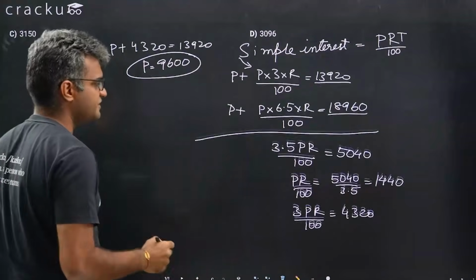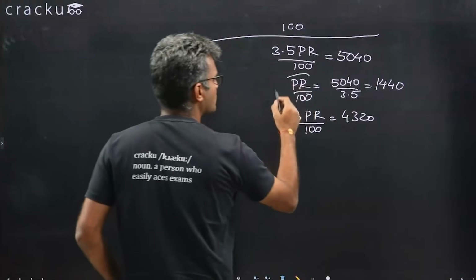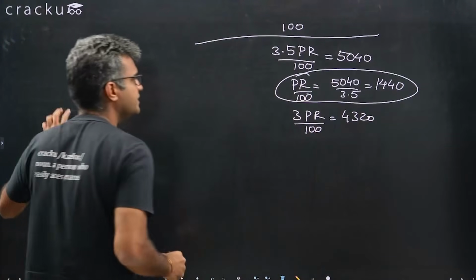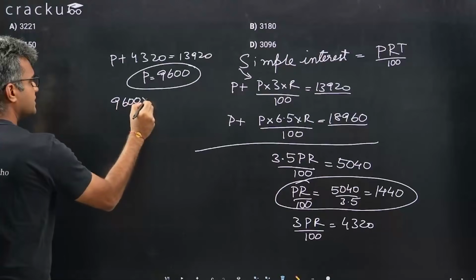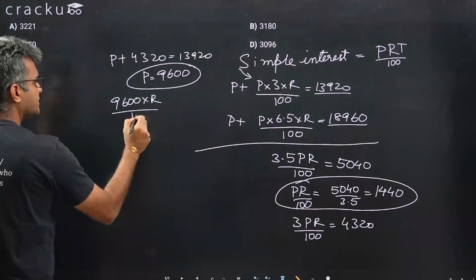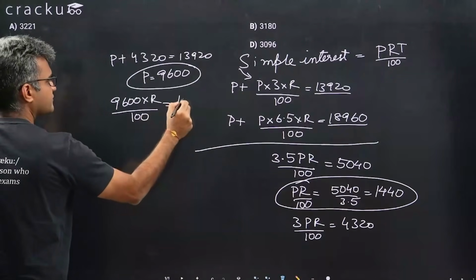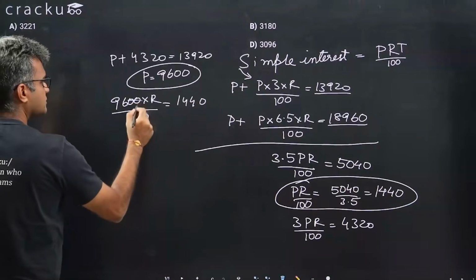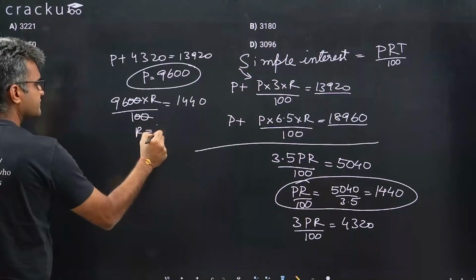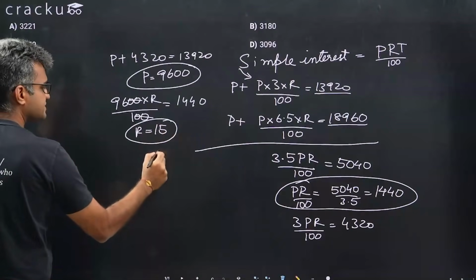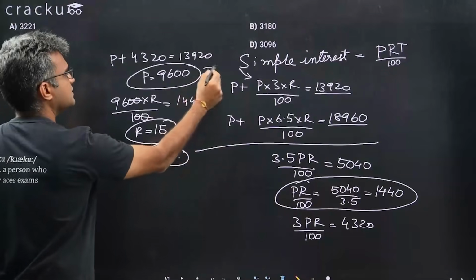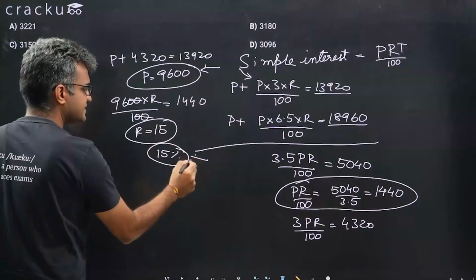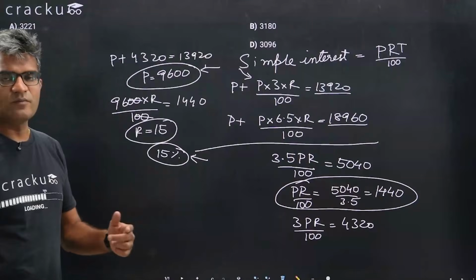Once the principal is known, even the interest can be calculated, because P into R by 100 is 1440. So 9,600 into R by 100 is 1440, or the value of R is 15. So the rate of interest is 15%. Now this principal is invested at this interest rate, but it is compounded semi-annually.